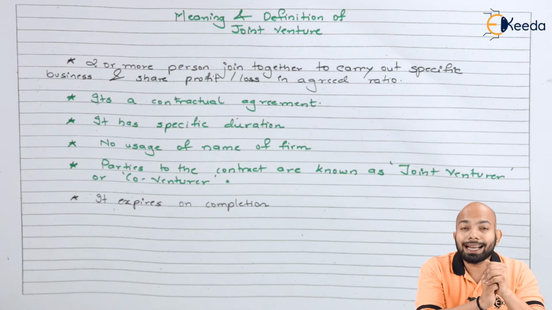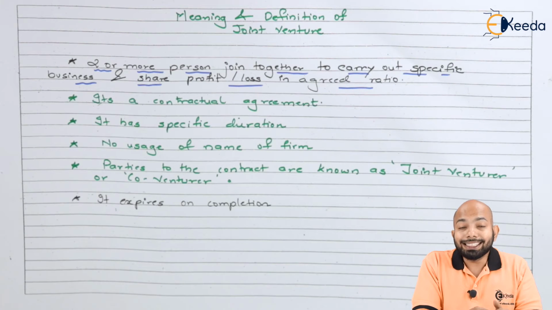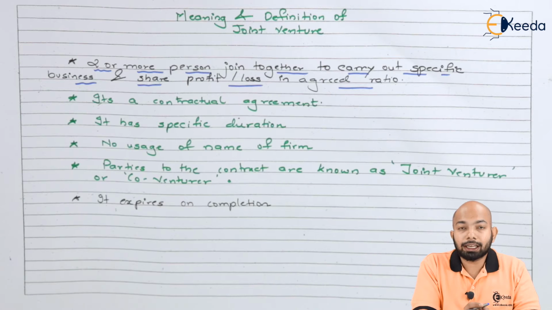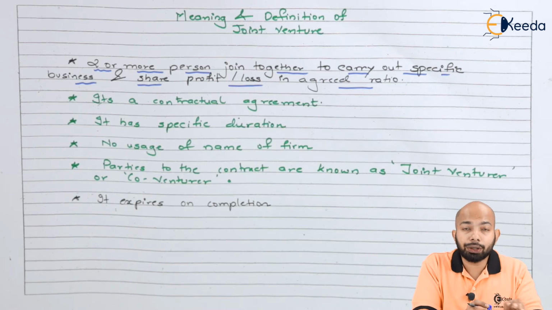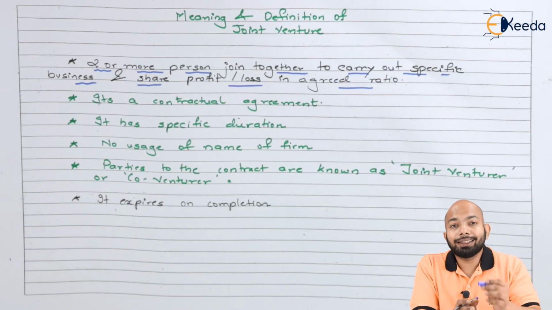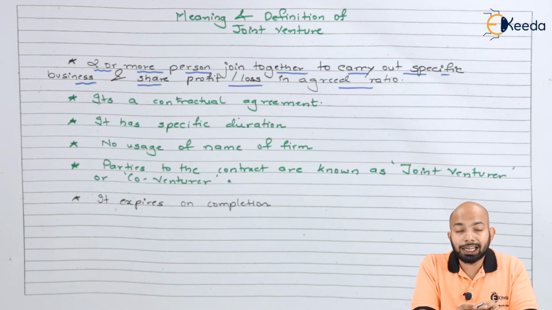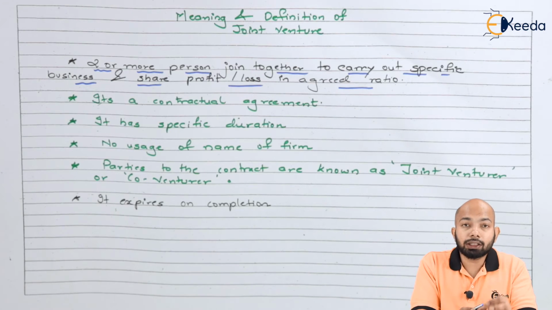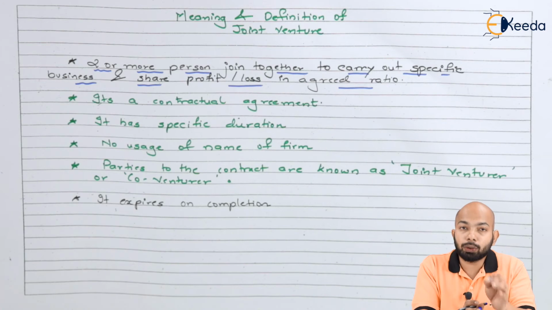Now, what it exactly means has been mentioned down here. Let's read it out for you. This meaning and definition will give you the first topic. That means two or more people join together and they join for a specific purpose. That means this venture is created only when there is a specific target to achieve.